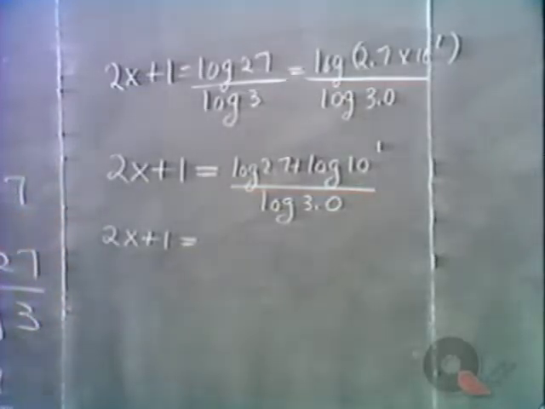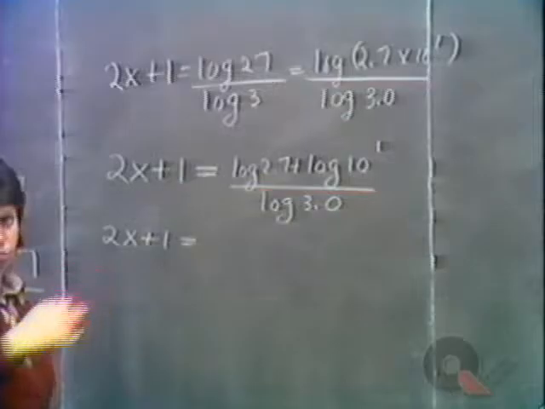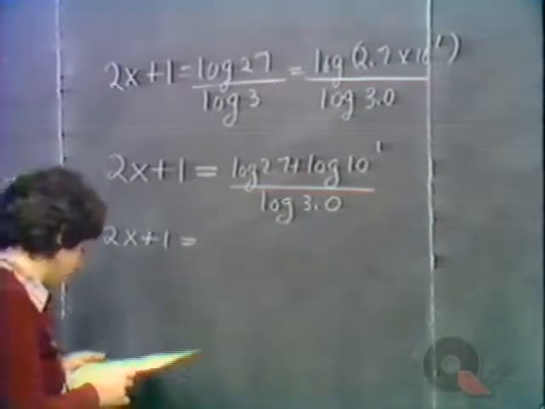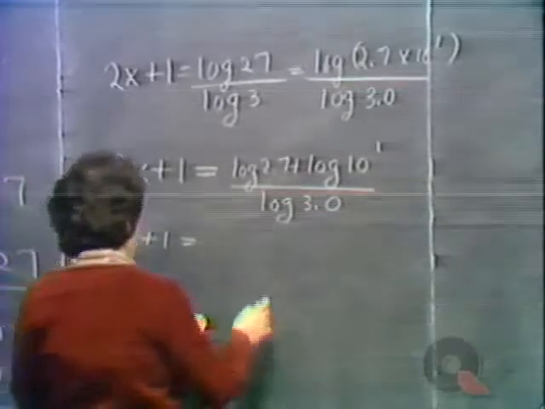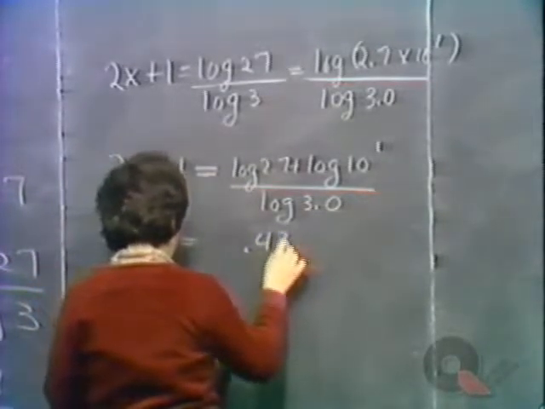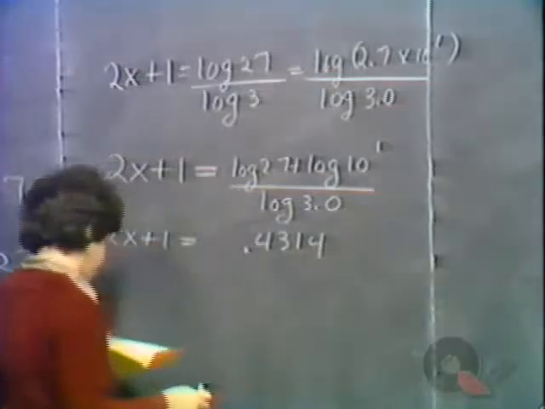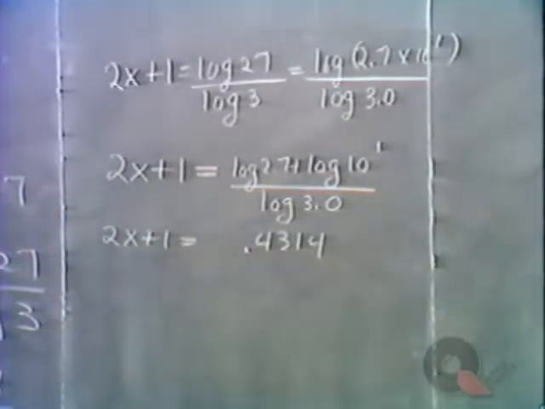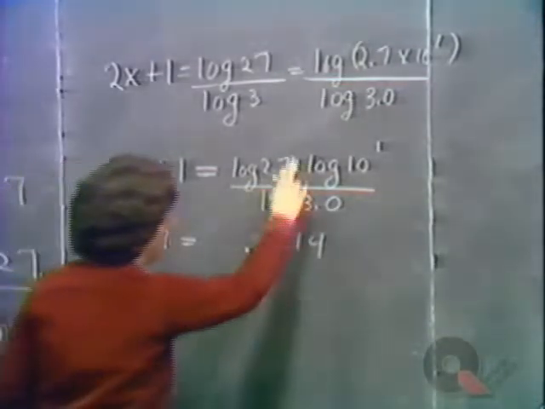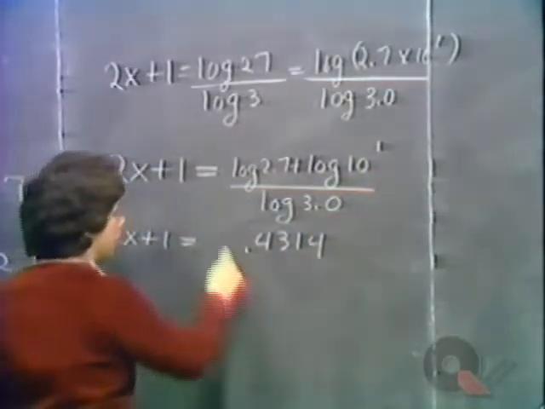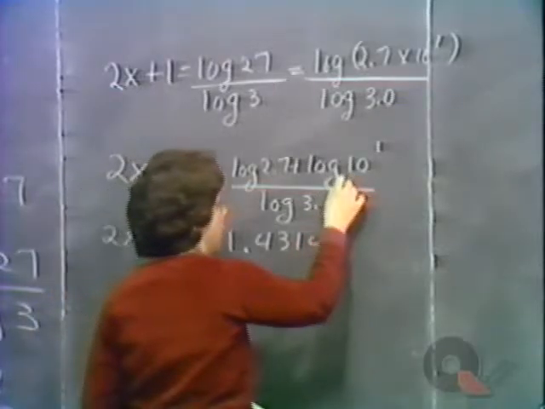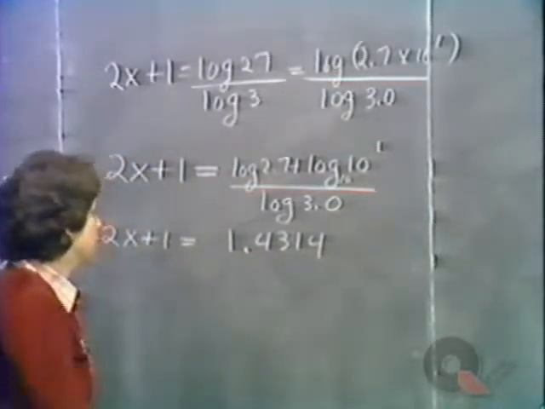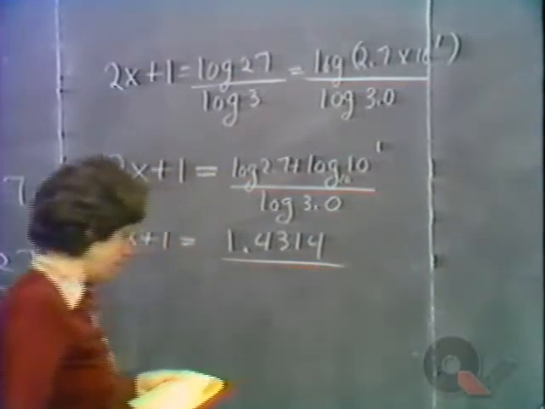Now, the log of 2.7 is found in your table. You go down till you get 27 and across to 0. And we get that the log of 2.7 is 0.4314. We found that, of course, in the previous example. And then we have to add the log of 10 to the first power, which to the base 10 is, of course, just 1. Divided by the log of 3.